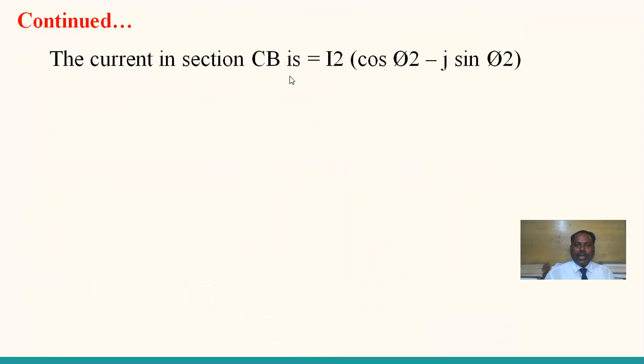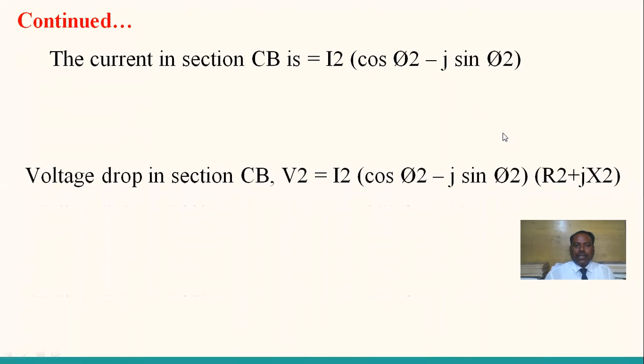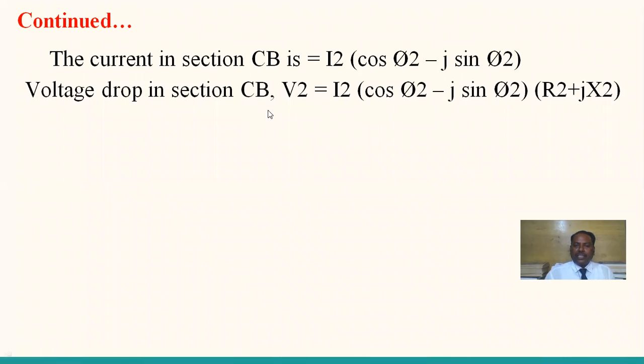So you see the current in section CB is I2, and due to the consideration of the power factor, it is I2 into cos φ2 minus j sin φ2. Therefore, the voltage drop in section CB, which we denote as V2, is equal to the current multiplied by the impedance: I2 into (cos φ2 minus j sin φ2) into (R2 plus jX2).